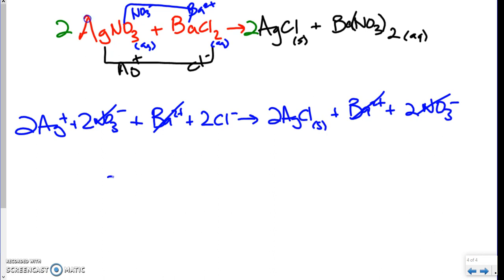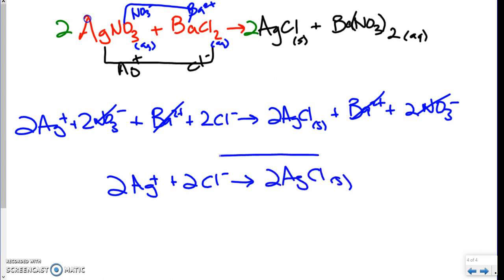Okay, so we're going to strike out our spectator ions, the barium and the nitrate, and write what's left over. It takes 2 silver ions and 2 chloride ions to make 2 silver chlorides.